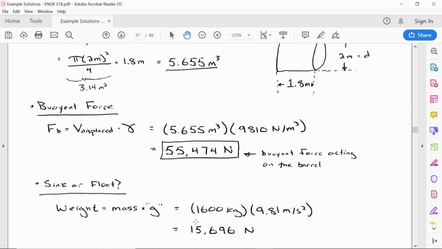Now will it sink or will it float? We have to compare it to the weight, and so weight is mass times g. And as I was walking around, I got a good question about g. Is the gravitational constant the same if an object is submerged?